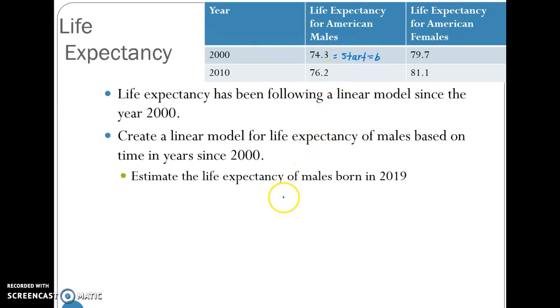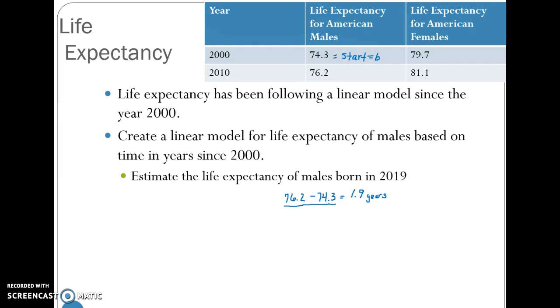So the first thing I'm going to do is figure out the change in life expectancy. So life expectancy goes to 76.2 years, and it started at 74.3 years. So when I do that subtraction, I end up with 1.9. So over this time period, life expectancy increased by 1.9 years. But it did not do that just instantaneously. It did that over a certain time frame. And so I also have to figure out the time frame.